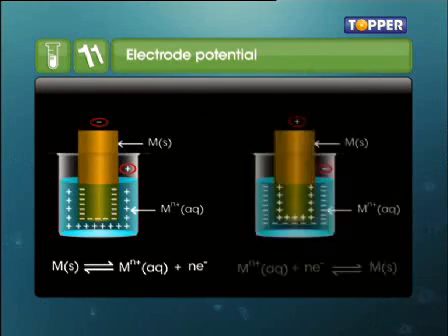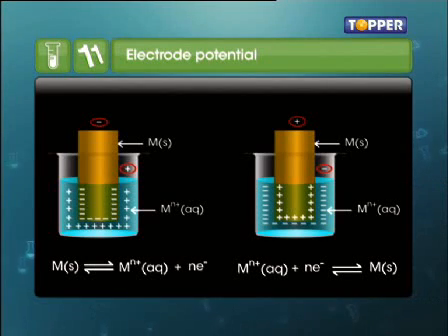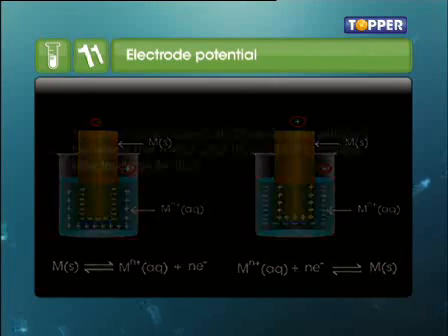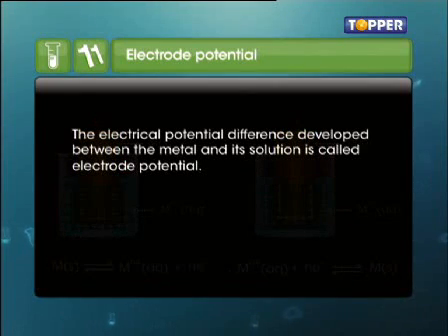Note that in both the cases, equilibrium leads to separation of charges, resulting in a potential difference being developed between the metal strip and its solution. This electrical potential difference, which is developed between the metal and its solution, is called electrode potential.